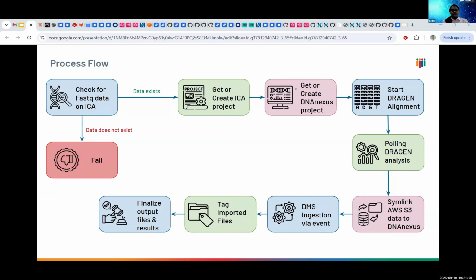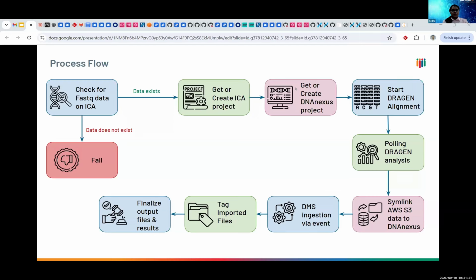What happens here is the system at first checks if the FASTQ data for that particular run is available or not. If it is not available, it means that data doesn't exist and we have to run the initial demux state machine first. So in that case, we say that we did not find the data and we just fail the state machine.